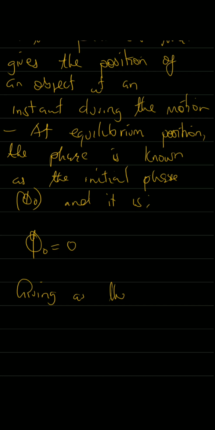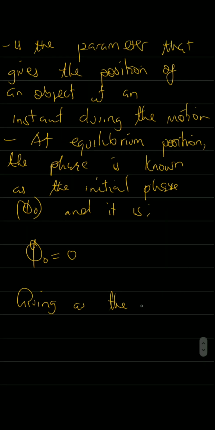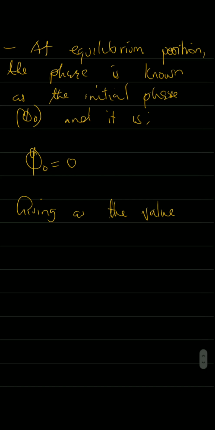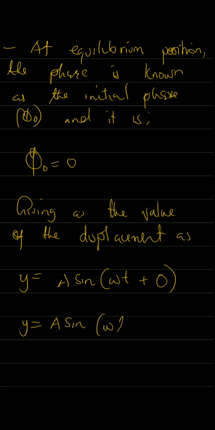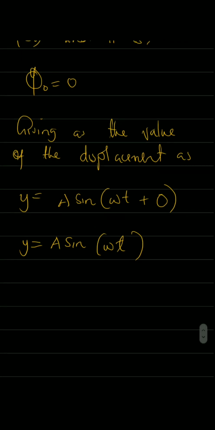So since this gives us a 0, going back to our equation for the displacement, we simply get a 0 where we have the phase. So this will give us a transformation of our equation, meaning that our equation of displacement with respect to time will be equal to A sine of the angular frequency times t plus 0, which is just the same as saying y equals A sine of the angular frequency times t. So this is where we're going to end from this.